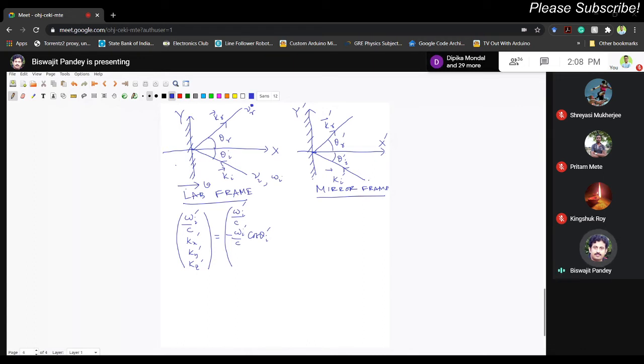If this is your cos theta, that will be sin theta. Y component omega, that will be positive. That you should remember. One is positive, one is negative, right? Omega I prime by C sin theta I prime. Z component is of course 0, right? These are the four components of the four wave vector.